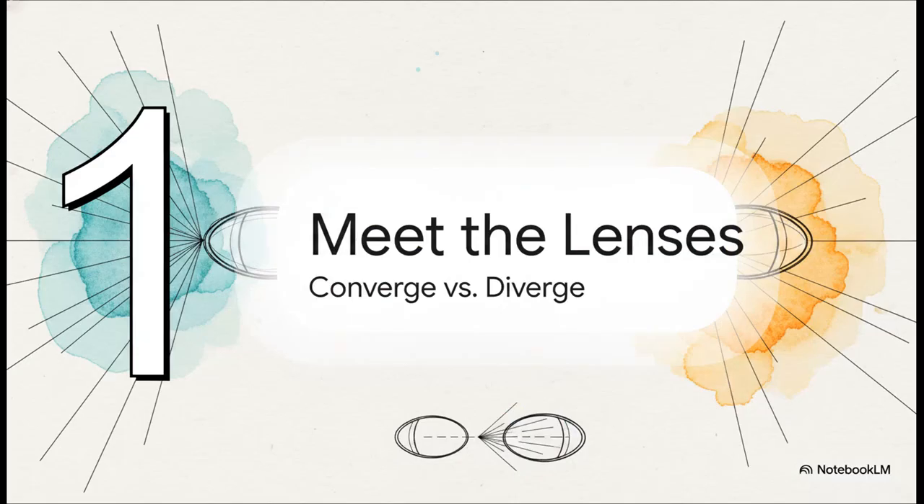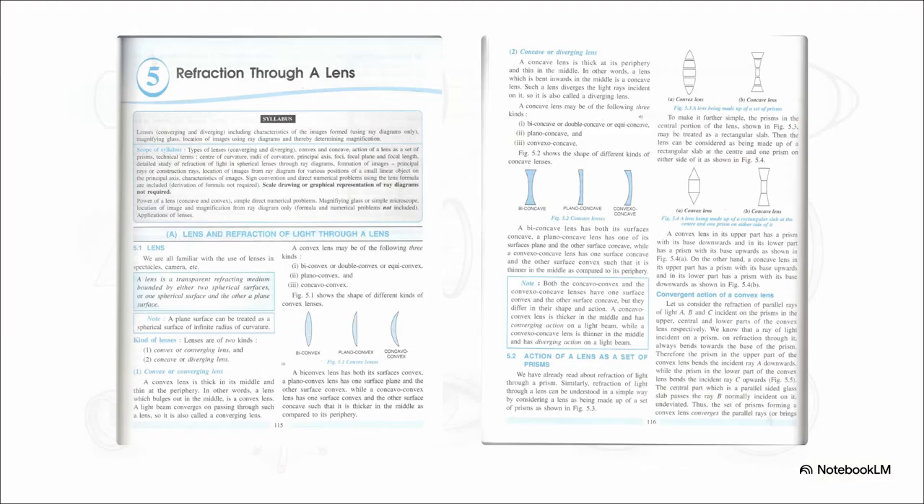Section 1. Meet the lenses. Converging versus diverging. So in the world of spherical lenses, we really have two main characters, and they behave in completely opposite ways. Just take a look at their distinct physical shapes. The convex lens bulges out, right? It's thick in the middle and thin at the periphery. The concave lens is the exact opposite. It's super thin in the middle and thick at the edges.